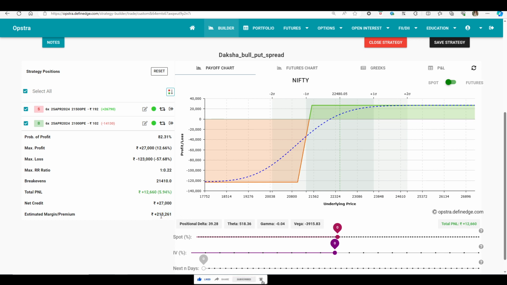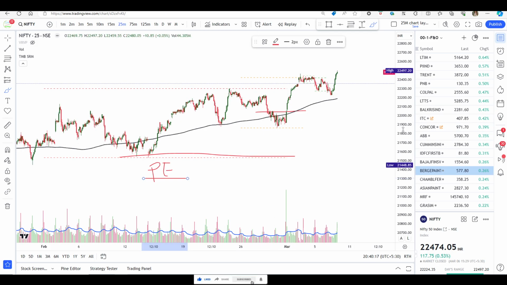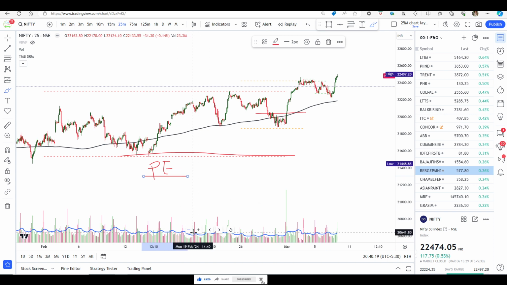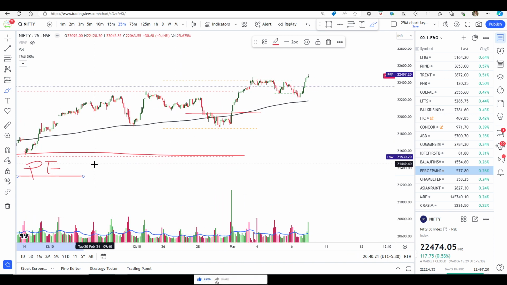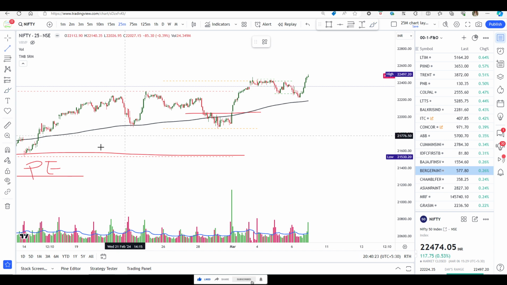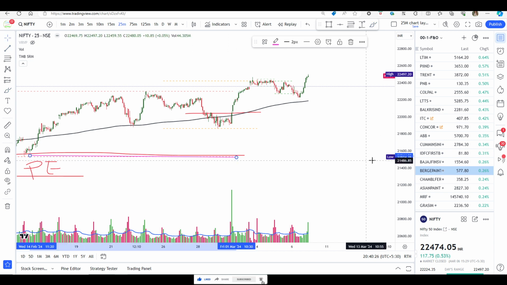Once we get the 5%, we book it, and we will shift to the next one. What we do is, this is over. Our trade is finished here now. This 21,500 is finished.